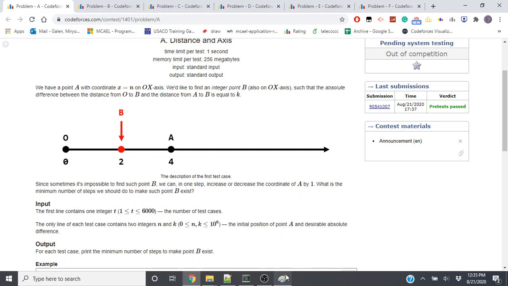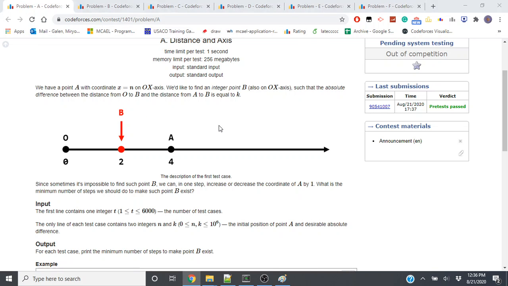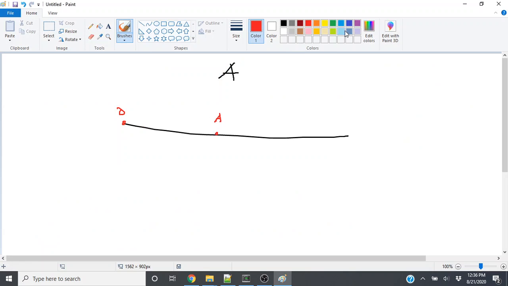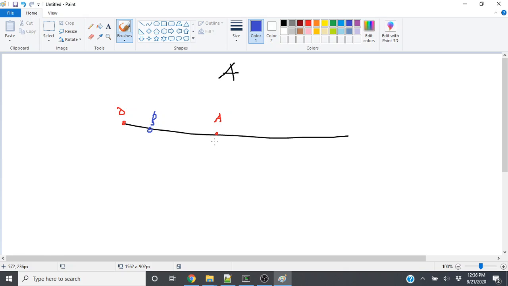Okay, let's just go over solutions then. The problem is simple. You're given a coordinate axis. One of these points is 0, and the other point is a point named conveniently A. Then what you want to do is find some point B. Let's say it's here. A is at coordinate n, this is at coordinate 0, and this is at coordinate B, whatever it is.